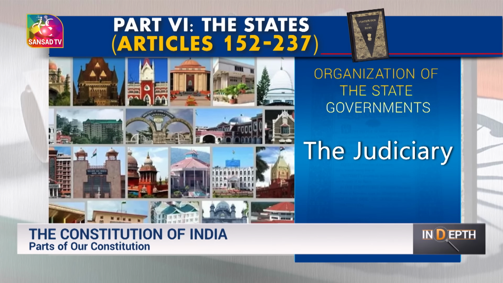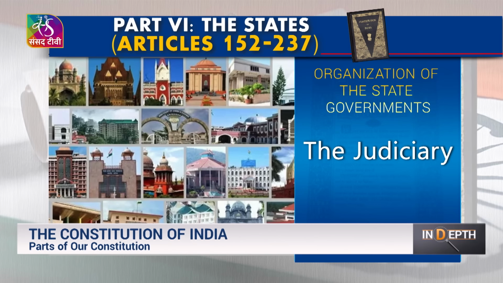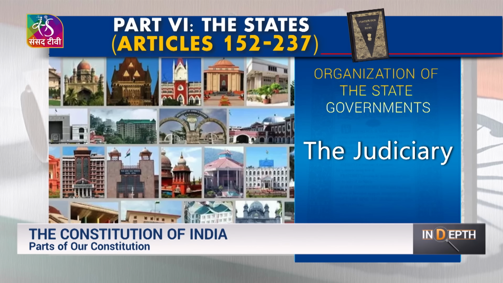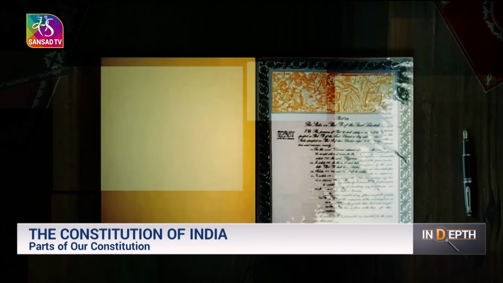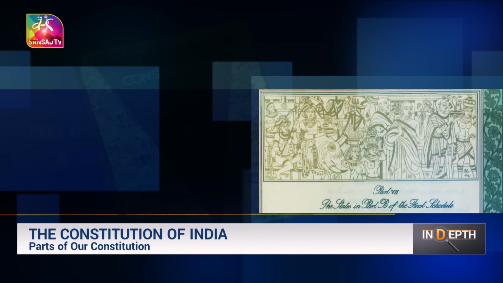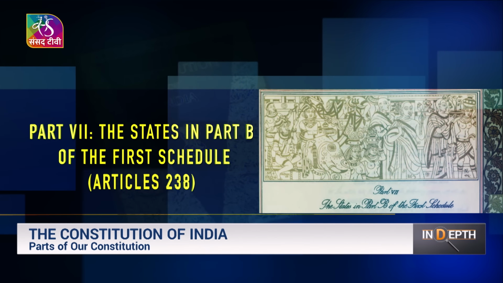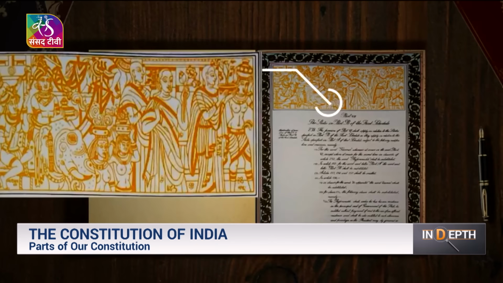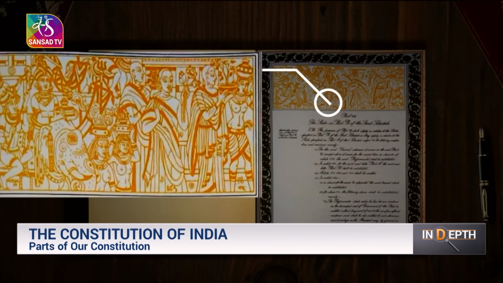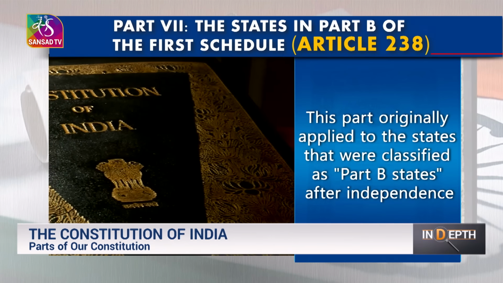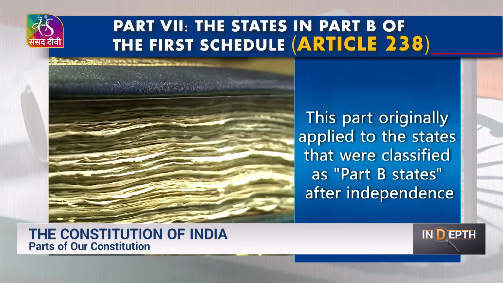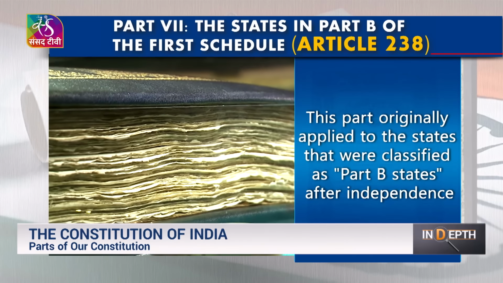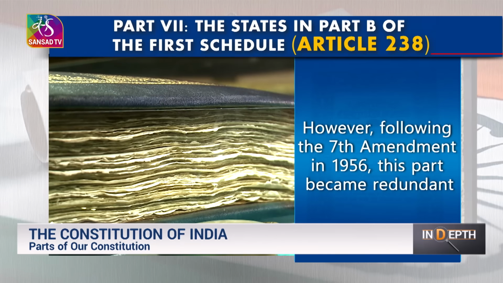The Judiciary. Every state has its own High Court, which is the highest judicial authority within the state. Part 7. The states in Part B of the first schedule, Article 238. This part originally applied to the states of the Indian Union that were classified as Part B states after independence. However, following the 7th Amendment in 1956, this part became redundant.